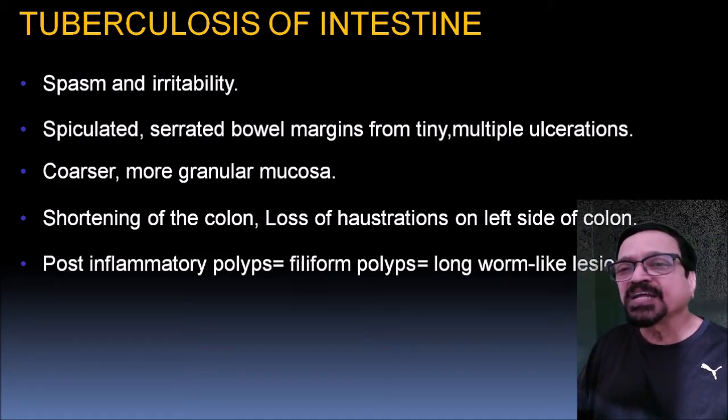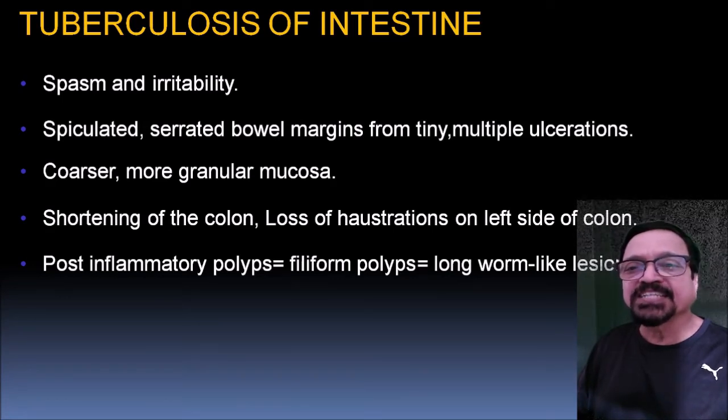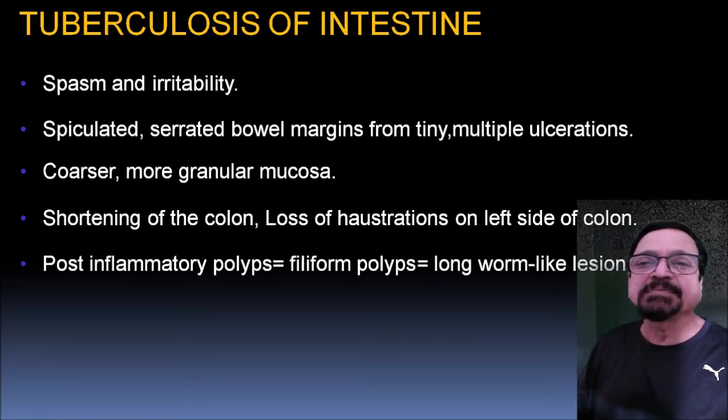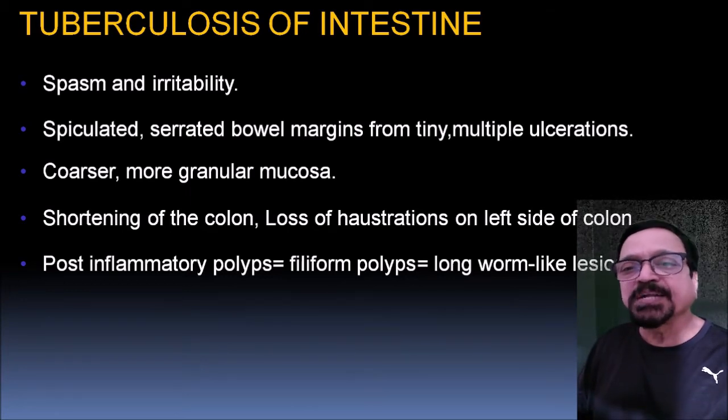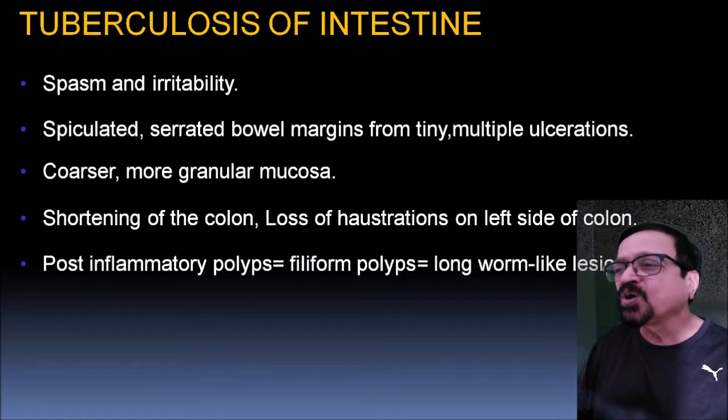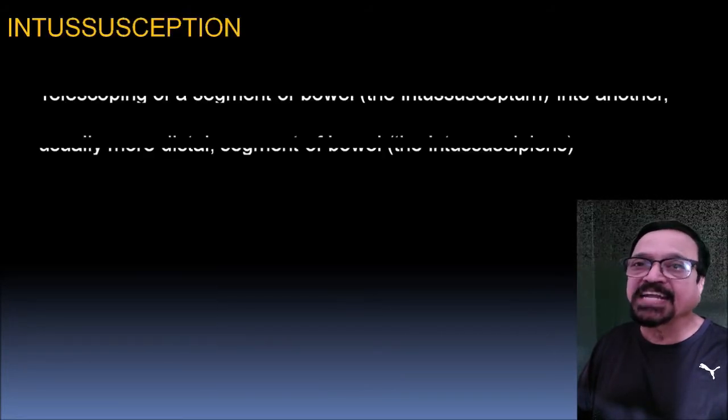Shortening of the colon, that is because there will be fibrosis of the ascending colon and the ileocecal junction will be pulled up. Then loss of the haustrations of the right side of the colon, that is again involvement of terminal ileum and ileocecal junction. And post-inflammatory changes include polyps, that is filiform polyps or long worm-like lesions. This will be a diagnosis of tuberculosis. But the most important thing are the multiple subacute obstructions. We will sometimes find hypertrophied lymphatics along with the findings which we have narrated just now.